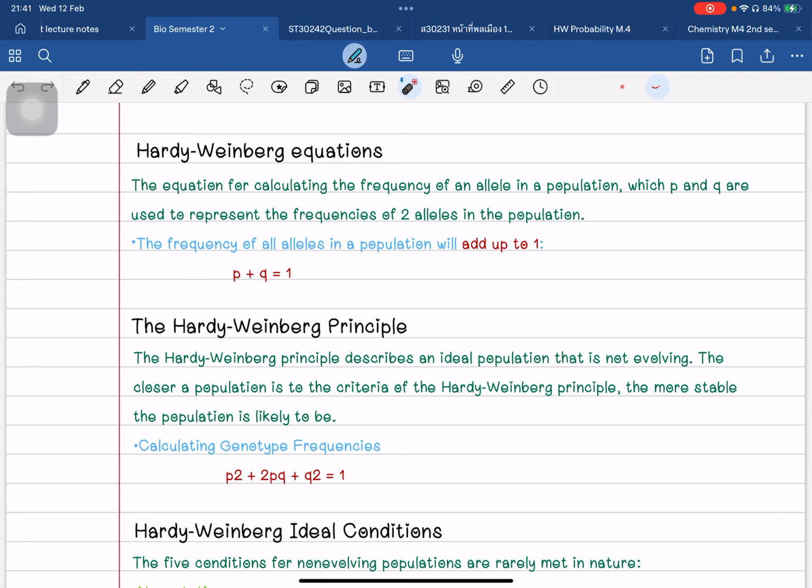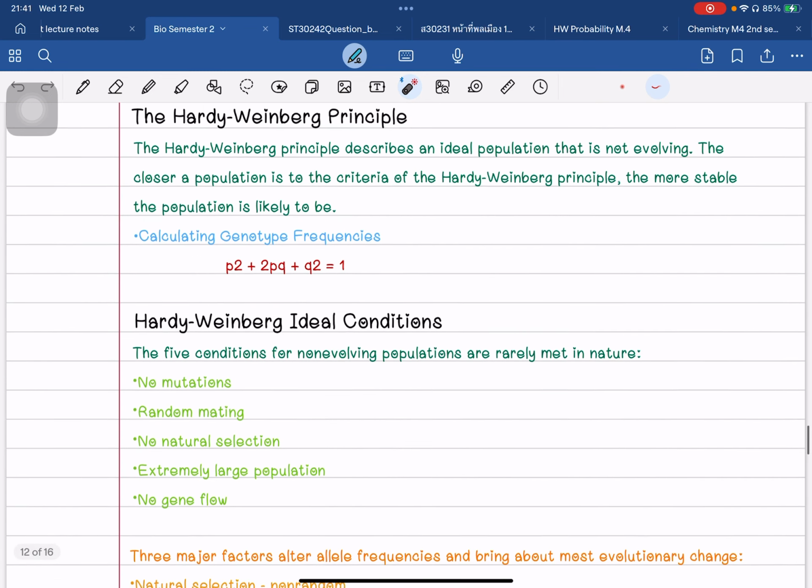Then we're going to talk about the Hardy-Weinberg principle. The Hardy-Weinberg principle describes an ideal population that is not evolving. The closer the population is to the criteria of the Hardy-Weinberg principle, the more stable the population is likely to be. To calculate the genotype frequencies, the equation is P squared plus 2PQ plus Q squared equals 1.